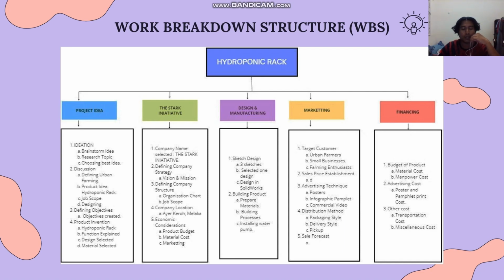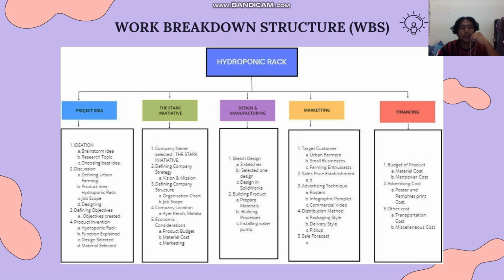At the top of the work breakdown structure is our final deliverable, which is the hydroponic rack. Immediately beneath that is the next WBS level, which are the main project phases required to complete the project. Those 5 project phases are project idea, start initiative, design and manufacturing, marketing, and financing. They also act as control accounts and branch off the main deliverable at the top. The first phase is project idea. In the project idea, we will do the ideation, discussion, defining objective, and product invention.